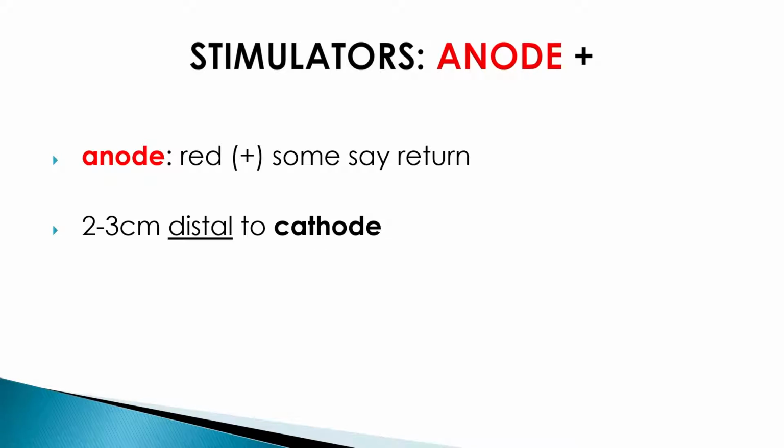We talked about the cathode. That's what generates excitation of the nerve. And the anode to all of the cathodes are typically placed about 2 to 3 centimeters distal to the cathode. The anode is usually plugged into the red input of your pods, and it's the positive portion of the pair of electrodes that you're going to use as stimulators for the SSEP. The black is negative, and then the red is positive.